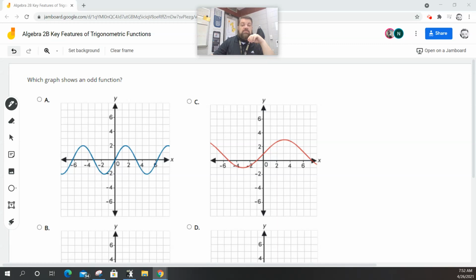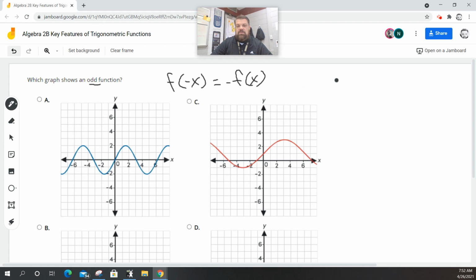All right, so it says which function is odd? Now, remember the odd functions, they have two properties, right? So one is that if I take the negative x value, I'll get the corresponding negative y value. Remember f of x means y.